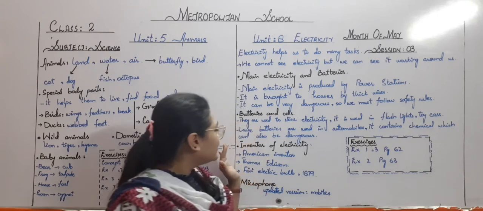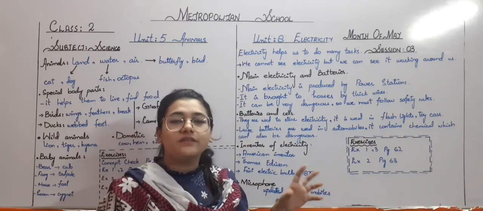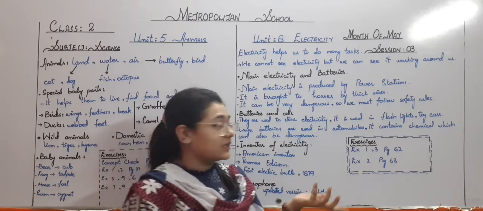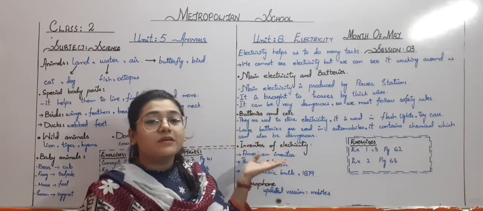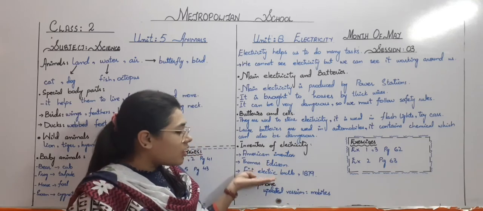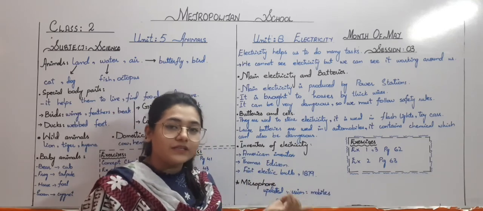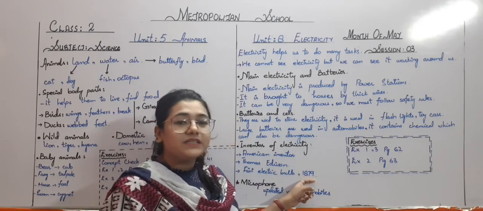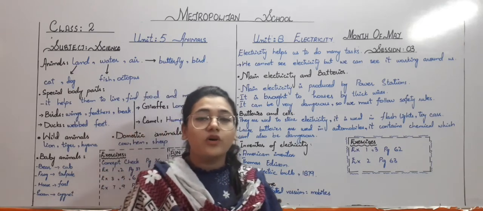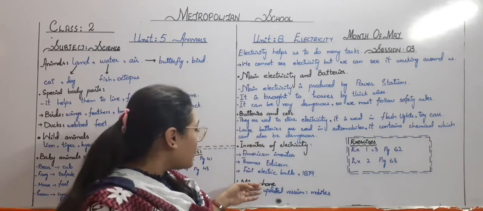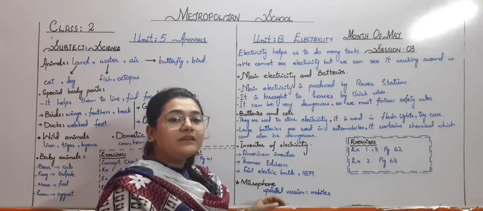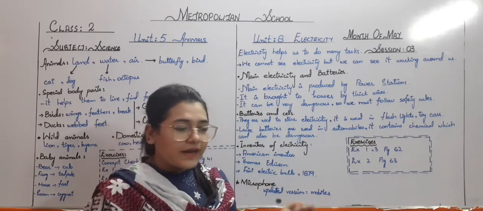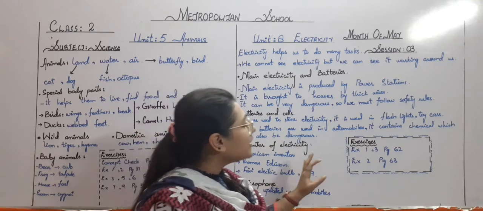Then comes the inventor of electricity, which means हमने जो electricity है वो first produce कैसे हुई थी और किसने की थी. So the inventor was an American inventor who was Thomas Edison, and he invented the very first bulb of this universe in 1879. And my dear student, he was also the inventor of microphones, which now we are using its updated version as mobiles, right?